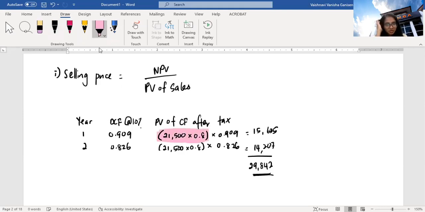Why do I do it this way? Okay, because I take my cash flow, which is my sales revenue. If I pay tax, what is left is 80%. So that's why I take this cash flow, multiply 1 minus T to get after tax cash flow, then I discount it.